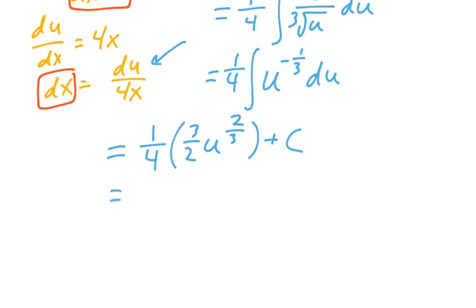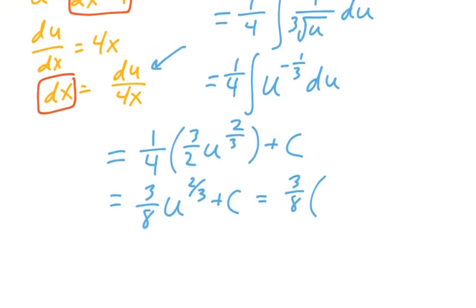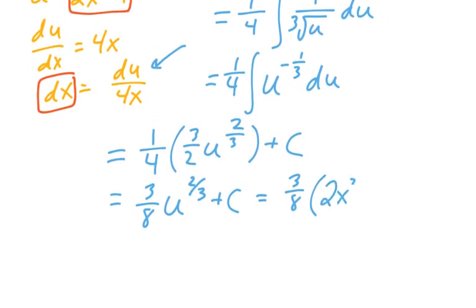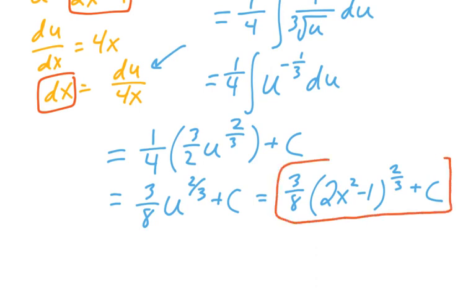I can simplify my fractions here in front. How about 3/8 u to the 2/3 plus c. And we're almost done. Let's plug the u back in that we did from the U-substitution. This becomes 3/8. My u from the beginning, let me scroll back up, was 2x squared minus 1, to the 2/3. And don't forget your c. Final answer. You getting the hang of it, folks?